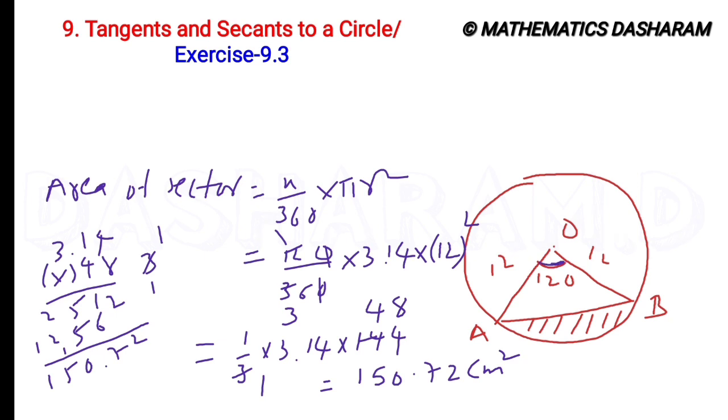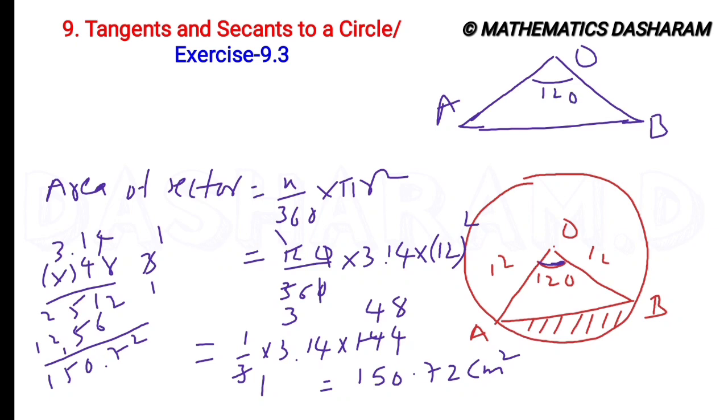Next we need to find the area of triangle OAB, but here it is 120 degrees, not 90 degrees. If it is 90 degrees, then OA and OB are both base and height respectively. That is why we need to do some extra work to find the base and height for this particular triangle OAB. So here is 120 degrees, and here the radius is 12, here also 12.